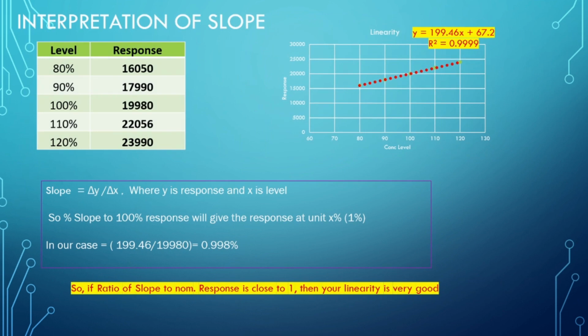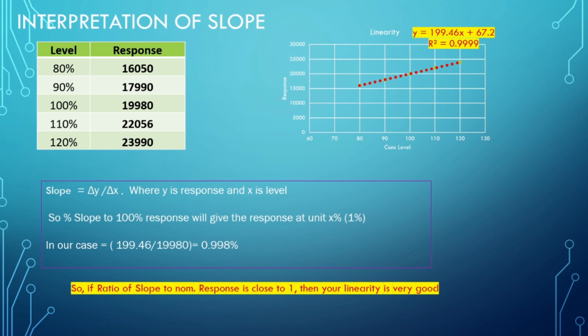Now you see the interpretation of the slope. Slope is nothing but dy by dx, where y is the response and x is the concentration. So slope is nothing but the response at unit concentration. Now I'm not plotting anything at the unit concentration of 1%. My method has a range of 80 to 120%. But when I take the slope, it tells you what your area is at unit concentration.